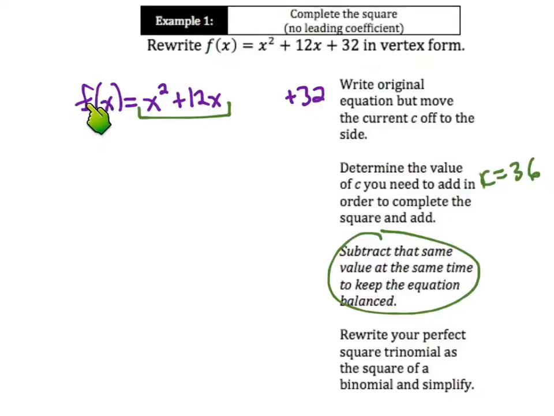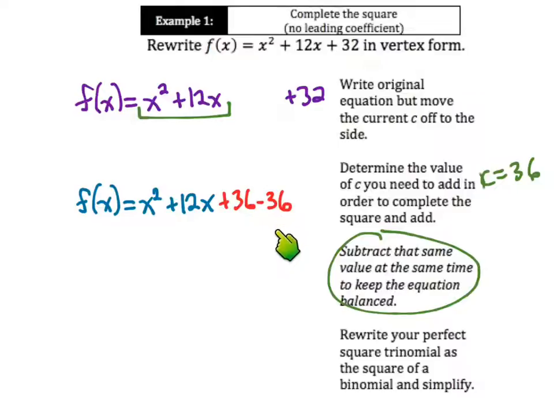Now, I'm going to add it to the equation, but because I can't really add it over here at the same time, I'm going to subtract it at the same time. It seems kind of silly, but that's what I'm going to do. So I'm going to add 36 and subtract 36 all at the same time. Because now what have I changed my equation by? 0. Right? And I'm allowed to do that all I want. I can add all the zeros in the world, and that's not going to mess up my equation.